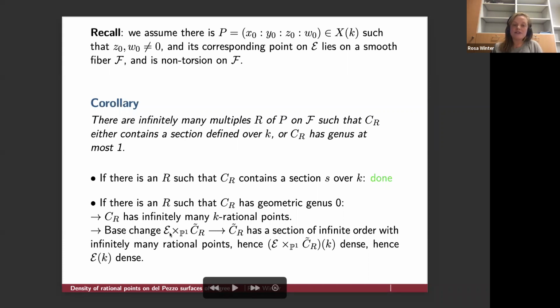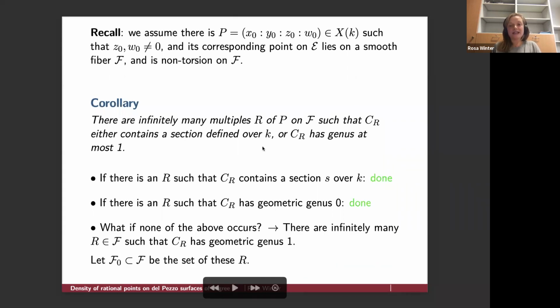And now we can base change my elliptic surface to this curve, and then we actually have a section on this elliptic surface, and this section has infinite order, and it has infinitely many rational points. So the rational points on this base-changed elliptic surface are dense, and therefore also the rational points on this elliptic surface are dense, which of course implies again the density of the rational points on the Del Pezzo surface.